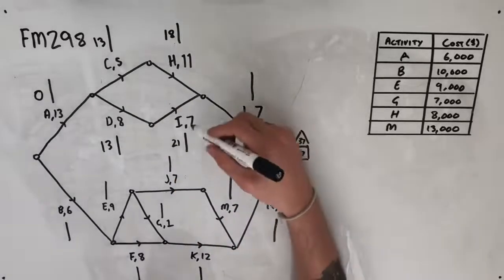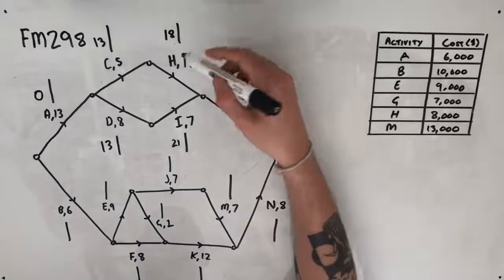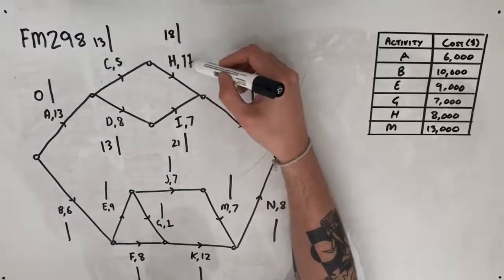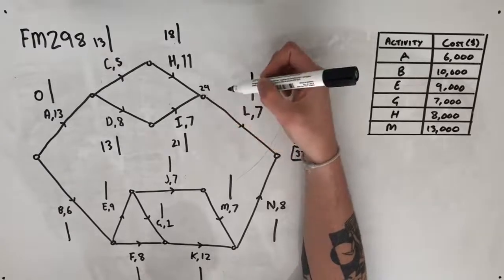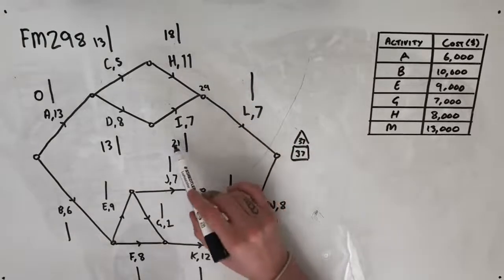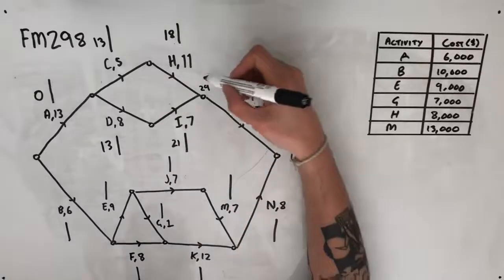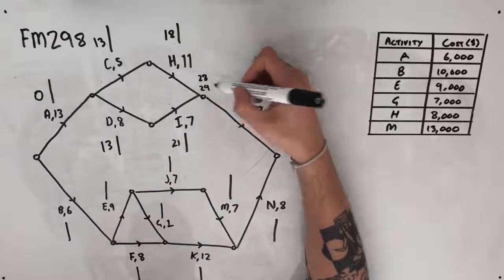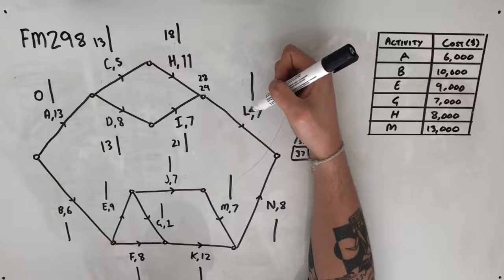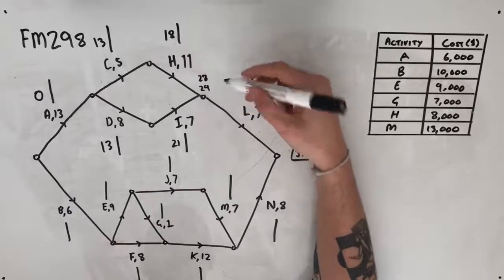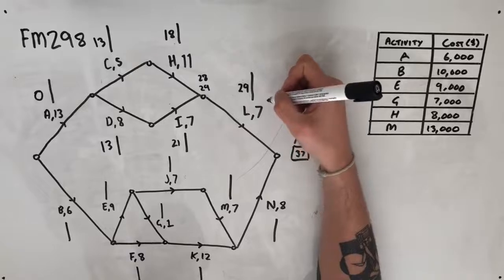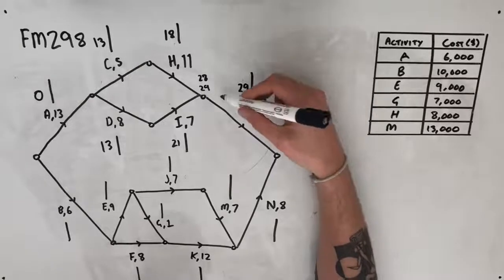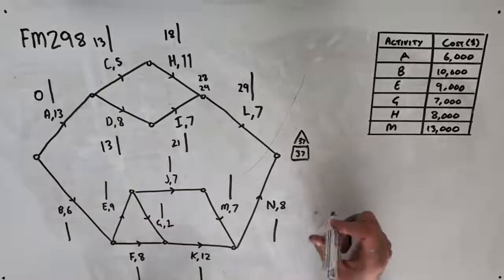Now for L, we're going to be comparing two starting times. So we've got H, which is taking 11 days on top of our 18, giving us an early starting time of 29. And we've got I, which starts on day 21, taking 7 days, gives us an early starting time of 28. So we're going to take the larger of the two. We've got an early starting time here now of 29, which means from L to completion should take 36 days.